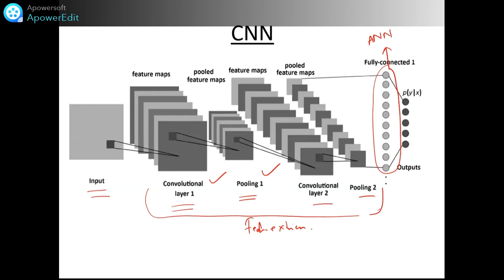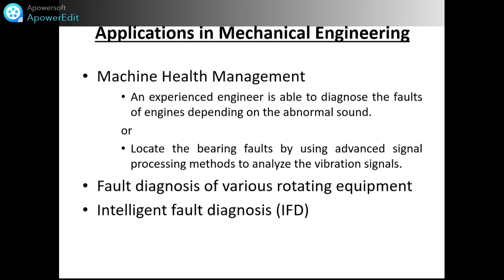So see, at the last I will just explore one application area of machine learning in mechanical engineering, and that is a very famous area of research. That is known as machine health management. Okay, this is called machine health management. Here our aim is to identify the health of the machine based on the vibrations, or you can say the condition of the machine.